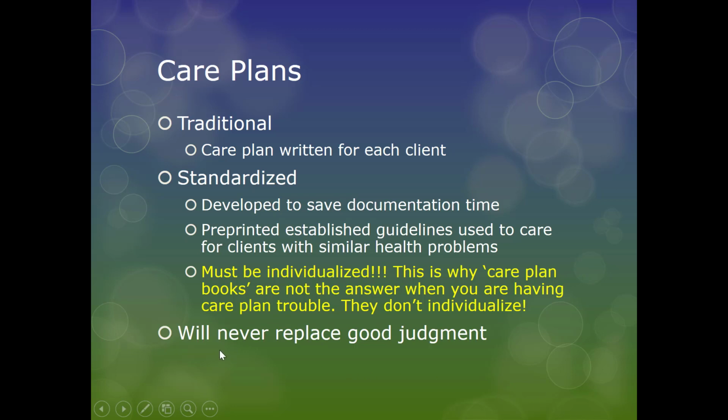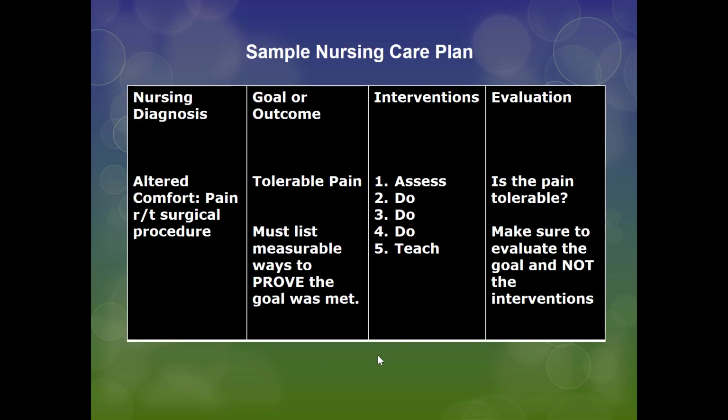And by the way, a care plan book never replaces good judgment. A care plan book may tell you to do something, but because your patient has some other alteration it's not taking into consideration, that would be a contraindication for your patient. Well, you can't write that thing down and say, well, I got it out of the book, because ultimately it comes back to you doing what's right for your patient.